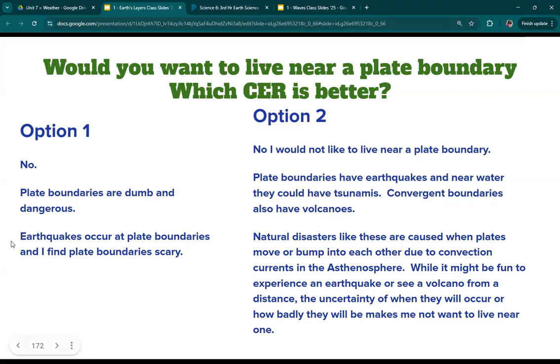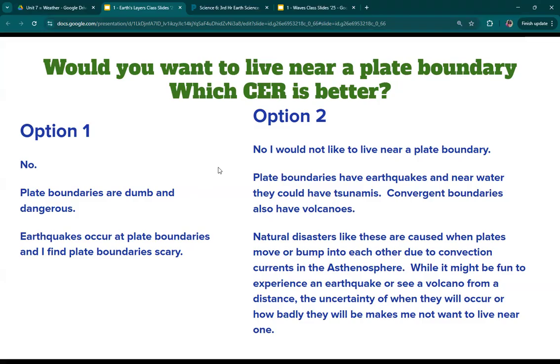They're saying earthquakes occur there. I find plate boundaries scary. What would make this stronger reasoning is earthquakes, I think, can be scary, and we find those at plate boundaries. That would be a better reasoning because it's saying specifically that the earthquakes are what's causing them to be scared and that those occur at plate boundaries. So these are just two examples to help you prepare for your test. Just make sure you do your best at explaining, and when in doubt, use all your drawings, everybody.